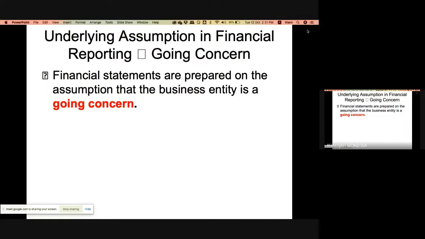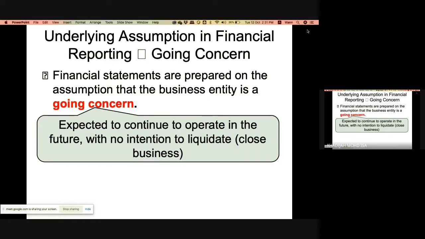All right, so what are the assumptions? Remember that these are underlying assumptions in financial reporting. Number one is what we call going concern. We assume that the company is a going concern. What do you mean by going concern? The company is expected to continue to operate in the future with no intention to liquidate or to close business. Going concern is very important because whenever you make decisions with regard to the company, you must assume that it is a going concern. So the financial statement must show that the company is actually a going concern.